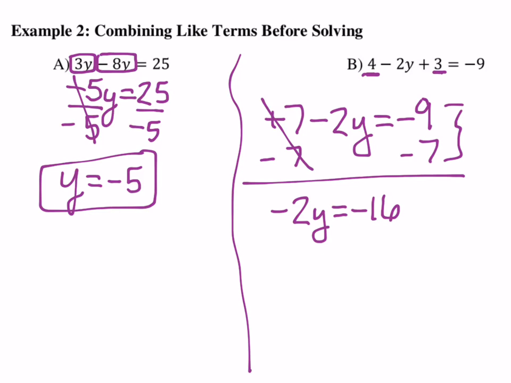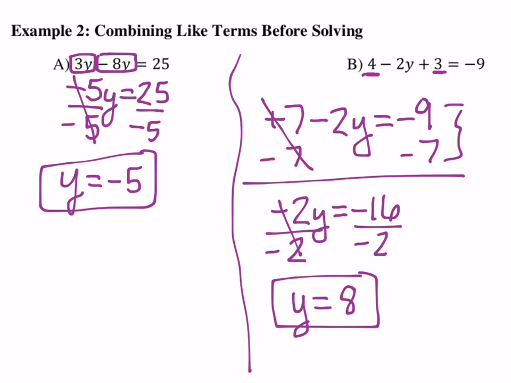And then we have negative 2 times y equals negative 16. So the opposite of multiplication is division. Hopefully you guys are starting to see a pattern. They're really not as complicated if you just remember that it's the opposite. So negative 16 divided by negative 2 is positive 8. And there you have it.